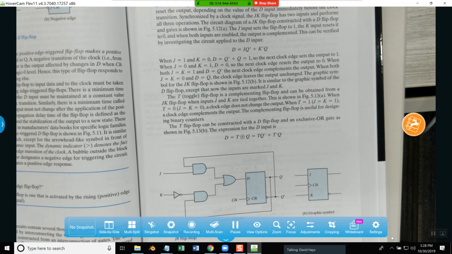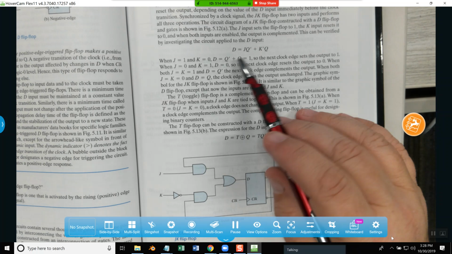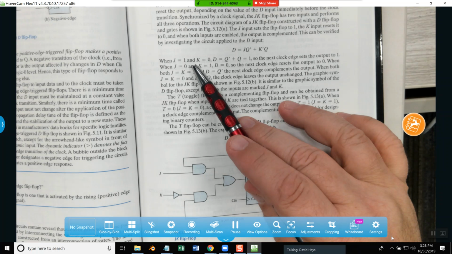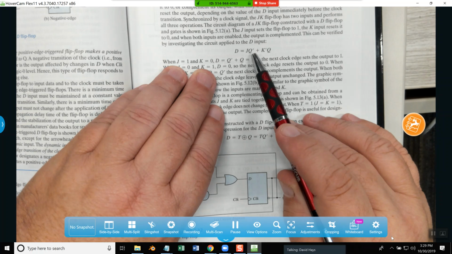When J is 0, that drops away. K is 1, so that drops away. So D is equal to 0. So the next clock edge resets the output to 0. When J is equal to K is equal to 1, that's 1, and this would be 0. That drops away, so I'd have Q prime. The next edge complements the output. When both J equals K equals 0, J equals 0, that drops away. K is 0, so K prime is 1, so that becomes Q. The clock edge leaves the output unchanged.